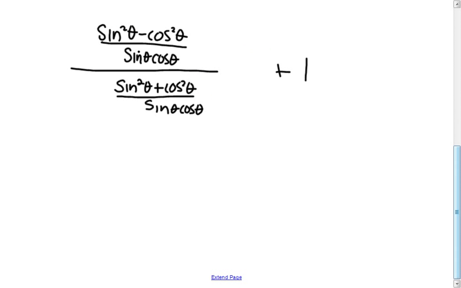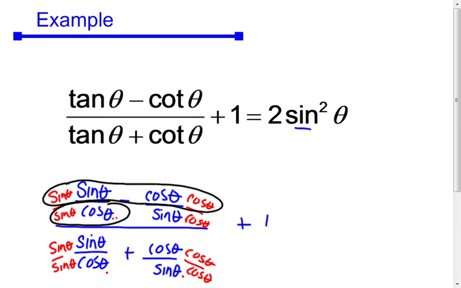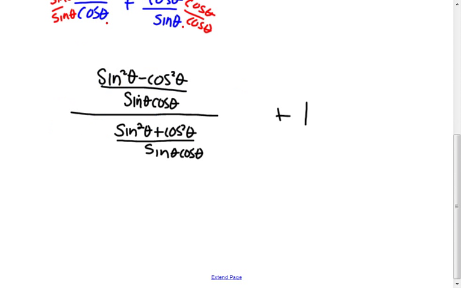Okay, now some good things happen here. First of all, you've got at least one identity in there. Sine squared plus cosine squared you know is 1, so always be looking for that. Sine squared plus cosine squared is 1, so I am going to take this out right here and make it be 1. Then I've got this double fraction, so instead of multiplying or dividing by that fraction, I am going to multiply by its reciprocal.